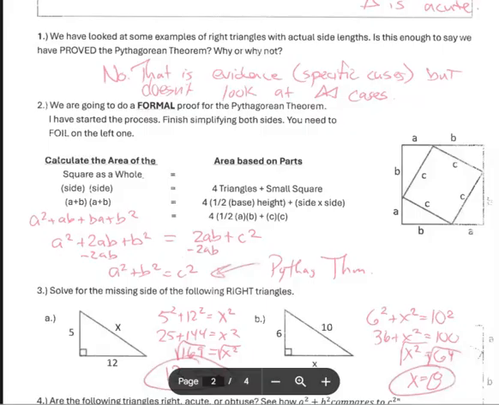That means the left side must equal the right side because they're both talking about the same exact area. And if we do that, and then we subtract away the 2ab from both sides because they have it in common, you end up with a squared plus b squared equals c squared, which is the Pythagorean theorem.